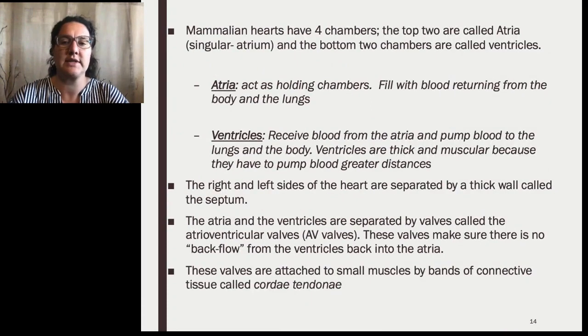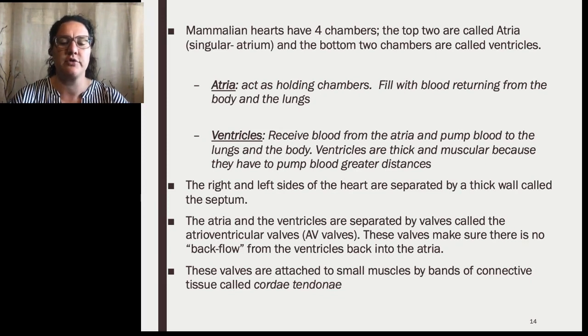So when we look at mammalian hearts like the one that we have, it has 4 chambers. The top 2 chambers are called atria. Singular would be atrium, and the bottom 2 chambers are called ventricles. The atria act as holding chambers, and they fill with blood returning from the body or the lungs. The ventricles are on the bottom, which receive blood directly from the atria and pump it to the lungs and the body. Because the ventricles pump blood further, they are thick and muscular, to force blood great distances. The right and left sides of the heart are separated by a thick wall called the septum. And this keeps the oxygenated and deoxygenated blood separate.